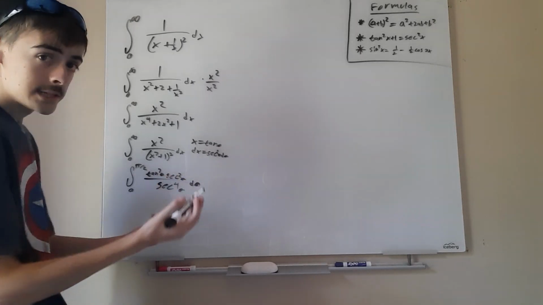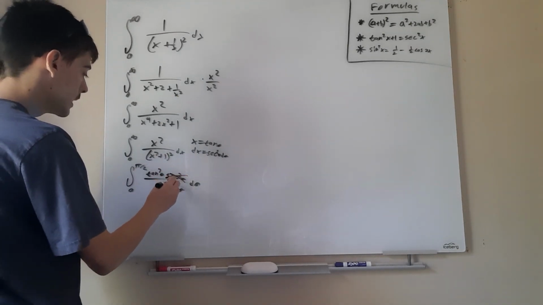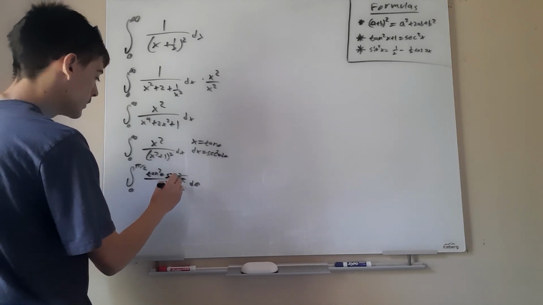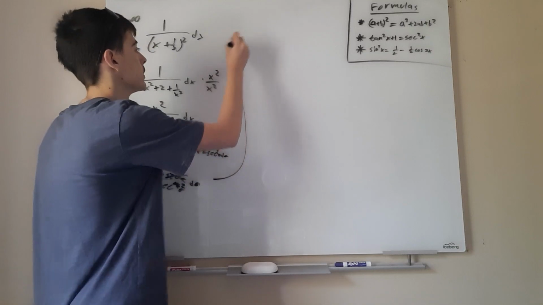And that actually is nice because it could cancel a little bit. Numerator has secant squared, so that's all gone. And if we cancel a secant squared in the bottom, that will turn the secant to the fourth into just a secant squared. Now we're going to move up here with more space.